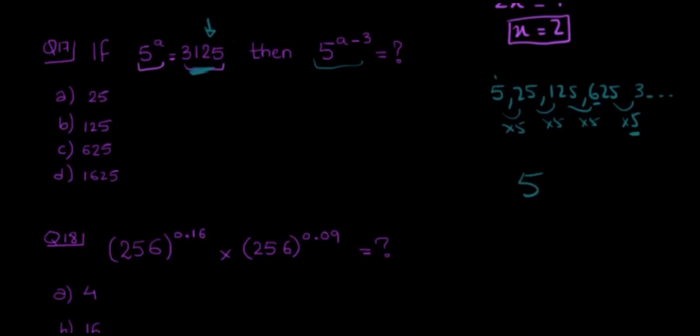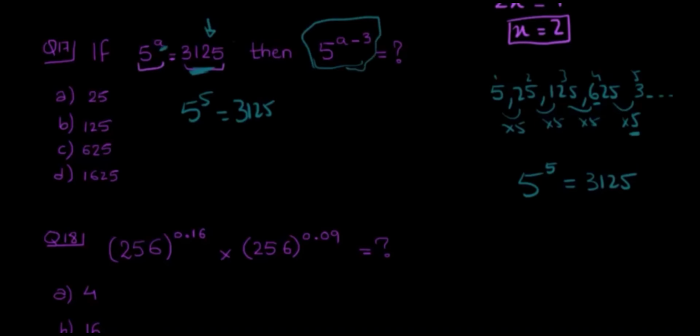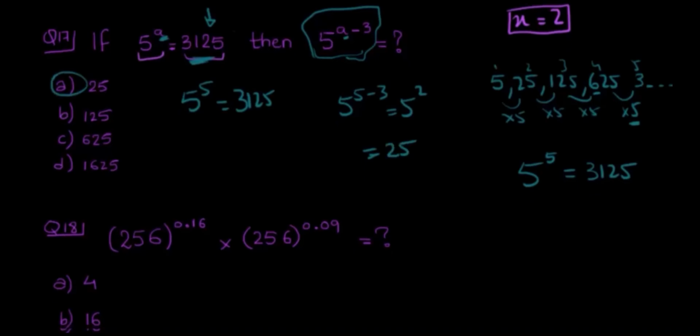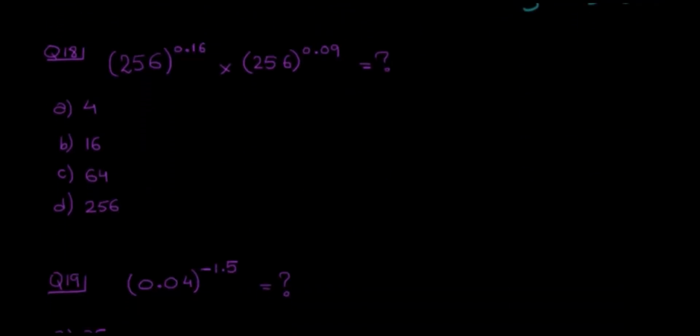So I have 5 to the power 1, 2, 3, 4, 5. 5 to the power 5 is 3125. And now that I know 5 to the power 5 is 3125, they are interested in this piece of information here. I find out the value of a is 5, so I'd say 5 to the power 5, take away 5 to the power 2, which is 25. That's that. Next question.